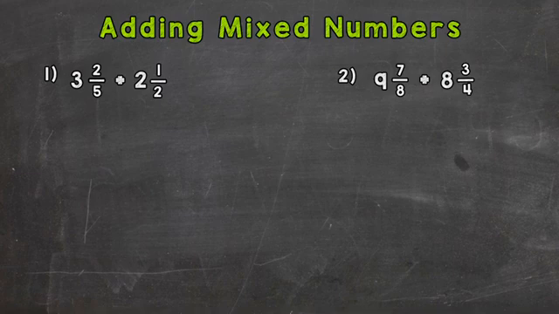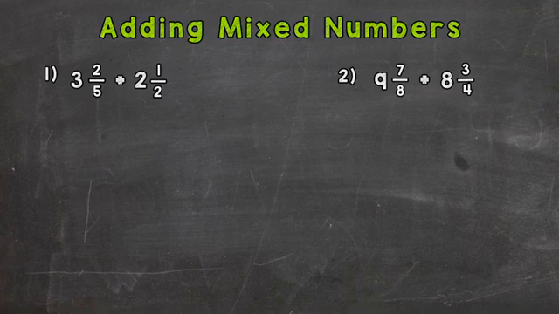In this video, we're going to take a look at how to add mixed numbers. And as you can see, there are two problems on your screen that we're going to go through in order to get this concept down. So let's jump right in to number one. And we have 3 2/5 plus 2 1/2.